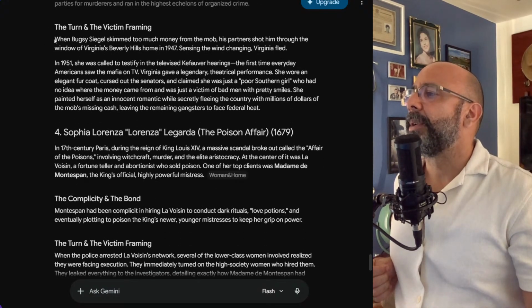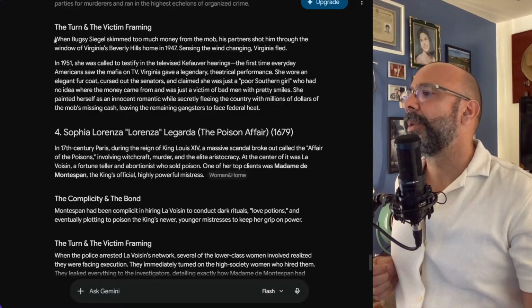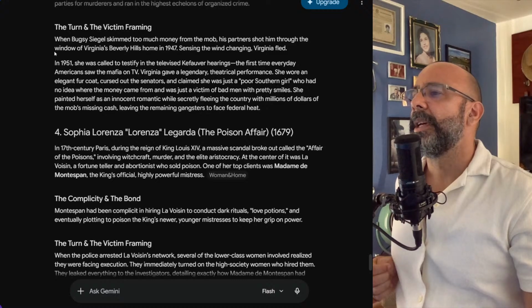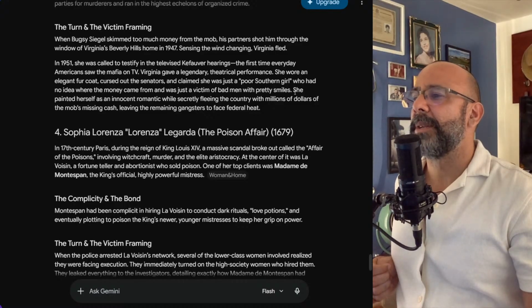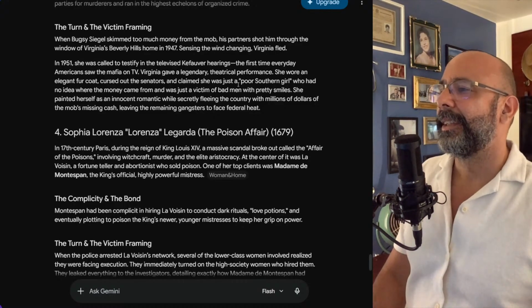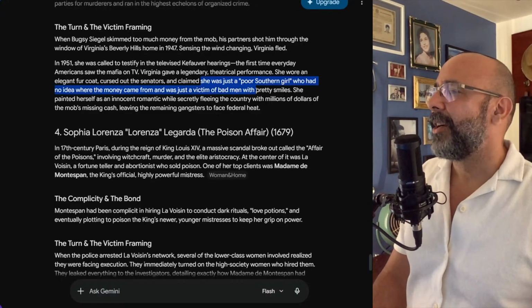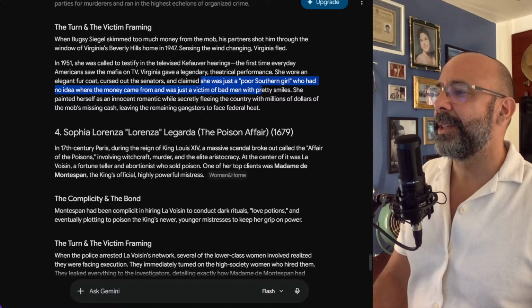The turn and the victim framing. When Bugsy skimmed too much money from the mob, his partner shot him through the window of Virginia's Beverly Hills home in 1947. Sensing the wind was changing, Virginia fled. She was called to testify in the televised Kefauver hearings, the first time everyday Americans saw the mafia on TV. She gave a legendary theatrical performance. She wore an elegant fur coat, cursed out the senators, and claimed she was just a poor Southern girl who had no idea where the money came from and was just a victim of bad men with pretty smiles. Oh my God. That's funny. She painted herself as an innocent romantic while secretly fleeing the country with millions of dollars of the mob's missing cash, leaving the remaining gangsters to face the federal heat.